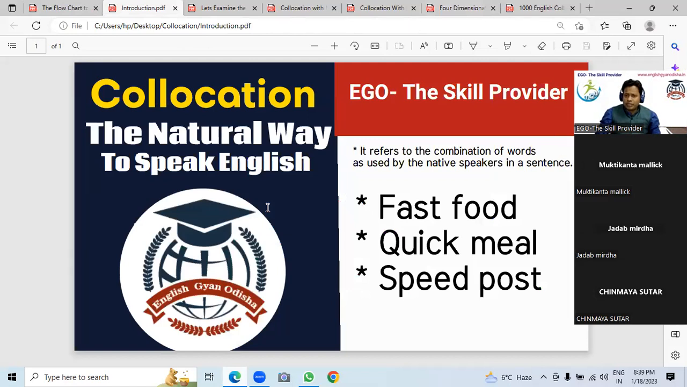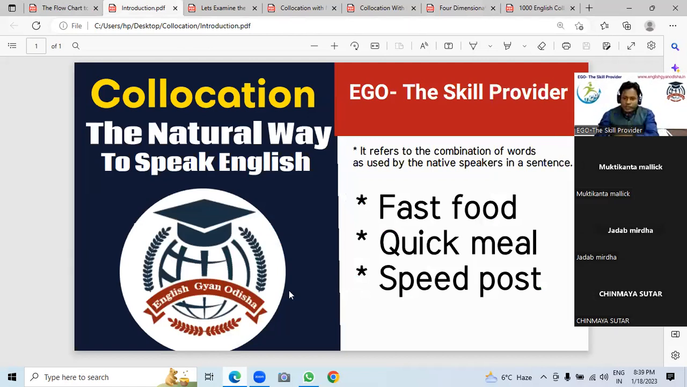You can zoom it and check it out. Collocation is the natural way to speak English. And it refers to the combination of words as used by the native speaker in a sentence.